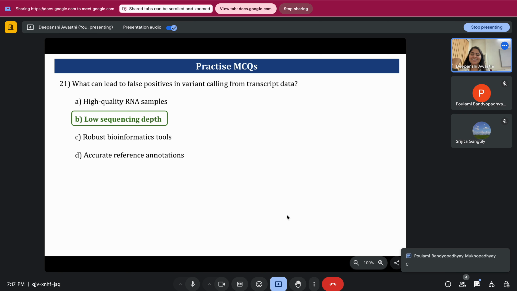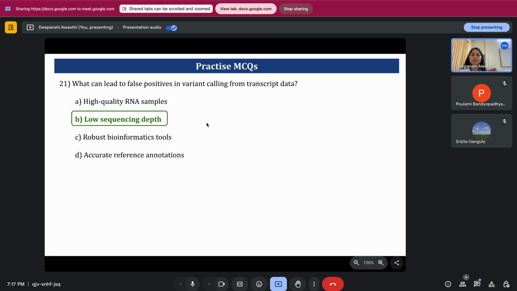So, the correct option is option B, which is low sequencing depth. When we say false positive, what does false positive mean? In some scenarios, something which is not exactly true appears to be true. That is referred to as a false positive: you are labeling it as positive, but actually it is not positive. So false positives can arise if you have a low sequencing depth.